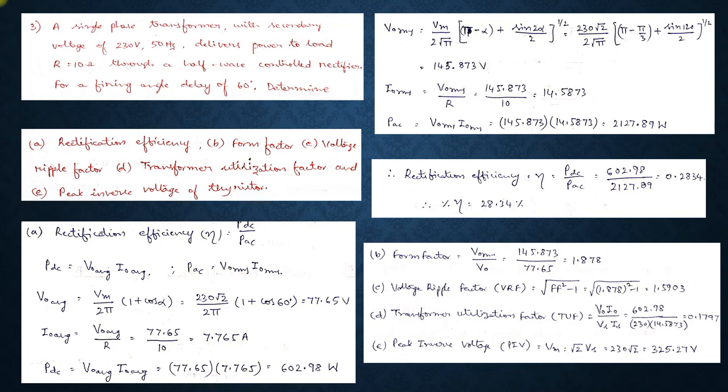0.1797. So peak inverse voltage equal to Vm only, so it will be equal to root 2 into Vs. Simple. 325.27 volt. So very simple problem. Please understand how to solve it and do it.